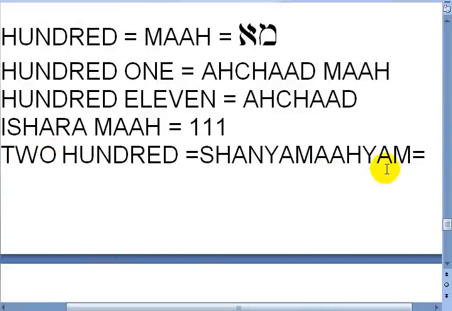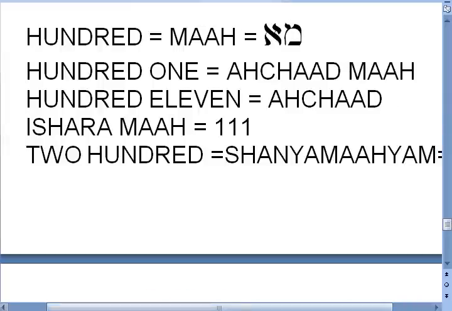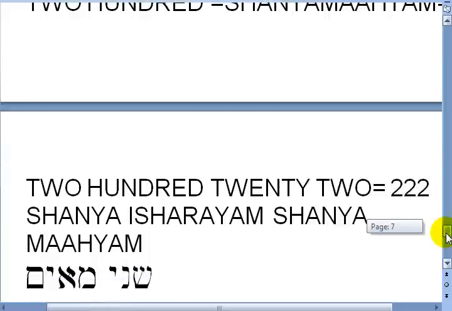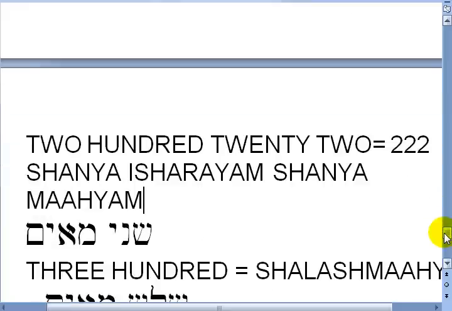Shanya Ma'ayam. Now this is probably going to be a little more difficult, but brothers, if you study it, you'll get it. You just got to get familiar with the numbers. Once you get familiar with the numbers, then you'll get it. So 222 is Shanya Aisharayam, which is 22. Shanya is 2. Ma'ayam is 100. So 200. Shanya Aisharayam, Shanya Ma'ayam is 222.